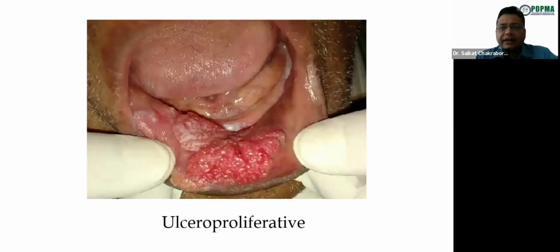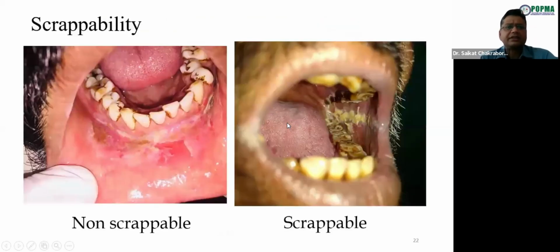Ulceroproliferative: there it is ulcerative and it is raised, cauliflower-like and all those things. We can see here, but this is a white patch. Now we can very clearly see a difference between a patch and an ulceroproliferative disorder, which is proliferating above the level of the oral mucosa. So these are a few very common presentations.